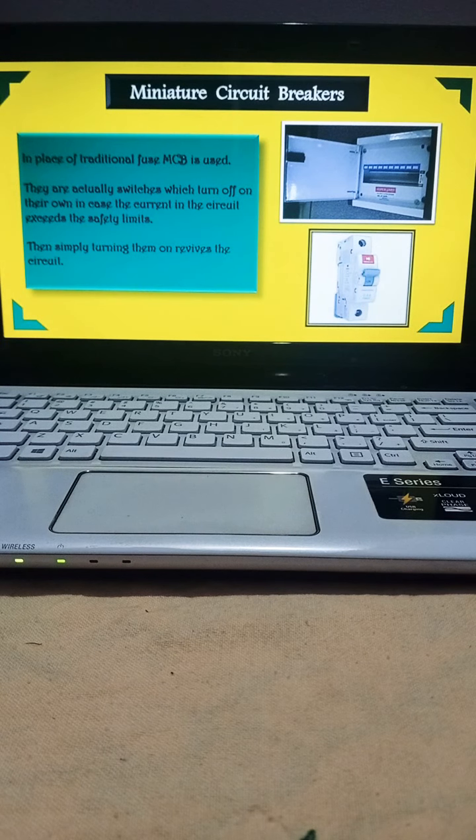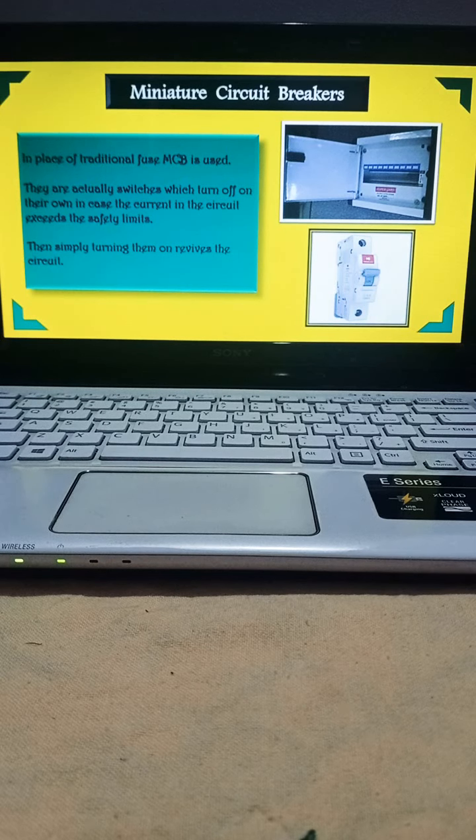The next topic is the miniature circuit breaker, or in short, MCB. It is also called an electronic fuse. These days, the traditional fuse which we have seen in our last diagram is being replaced by the miniature circuit breaker.